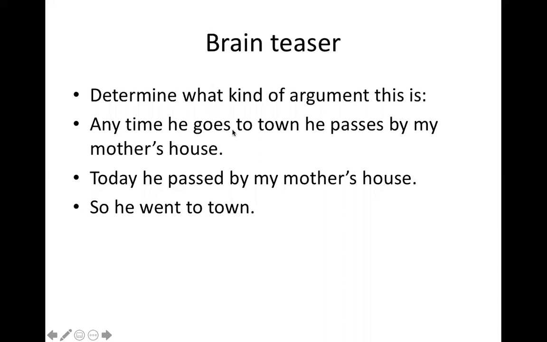Okay, so this is an argument that denies the antecedent. Anytime he goes to town, he passes by my mother's house. Now, I have said that the first part of premise one is normally the antecedent. So anytime he goes to town is the antecedent. He passes by my mother's house is the consequent.